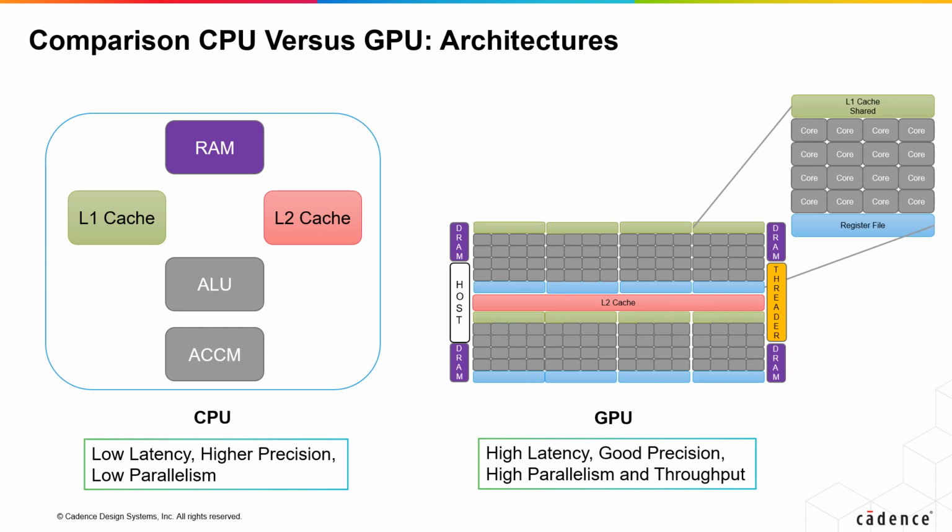A quick look at the architectures of the CPU and the GPU can guide us into understanding the different models they can support. A CPU is good for smaller models with low latency and that require a higher precision. A GPU allows for high parallelism and throughput and gives you good precision, but it has high latency. Nonetheless, GPUs offer higher speeds in the deep learning training tasks.